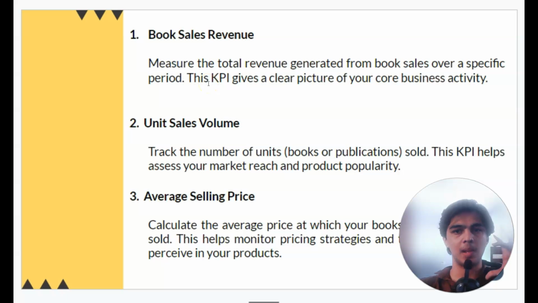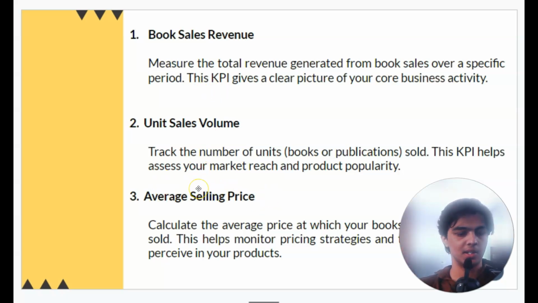This indicator will measure the total revenue that you have generated from the book sales. Okay. Over a specific period of time. This indicator will also help you to have a clear picture of your business activities. Unit sales volume. This indicator will track the number of units, books and publications that you have sold.